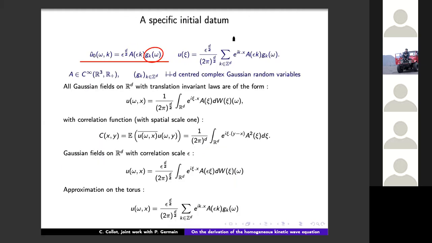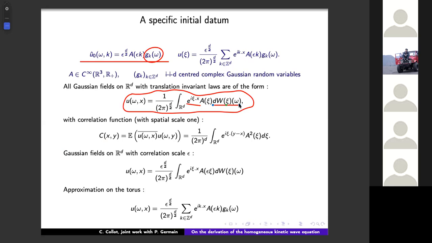So there is a basic result on Gaussian fields, which says that if you have a Gaussian field, that is to say, if you have a function defined on the whole space R^d, such that when you look at one point in particular, it has a Gaussian law, under some hypothesis, it can always be written in this form. What it means is that this is a superposition of linear waves, if you want, with dW, which is a linear process. So this is nothing but infinitesimal Gaussians.